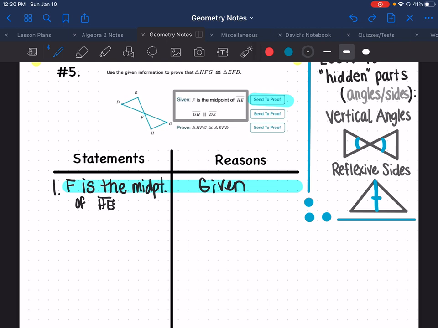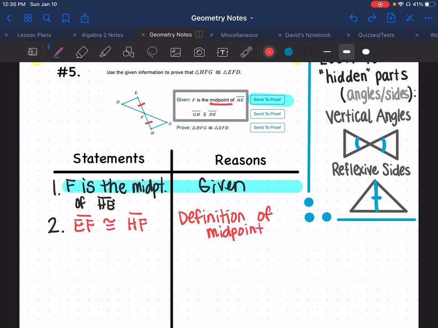So for statement number 2, I'm not going to go to the send to proof. I'm going to actually say that EF is congruent to HF, and my reason is going to be the definition of midpoint. So what I'm using here is the definition of what midpoint means. And you're going to have to do that in the proof. You're going to have to use the definition of midpoint.